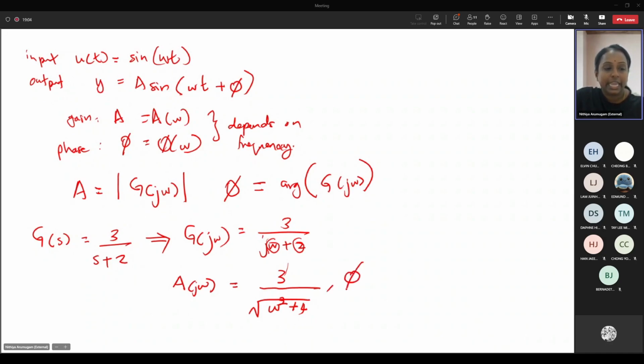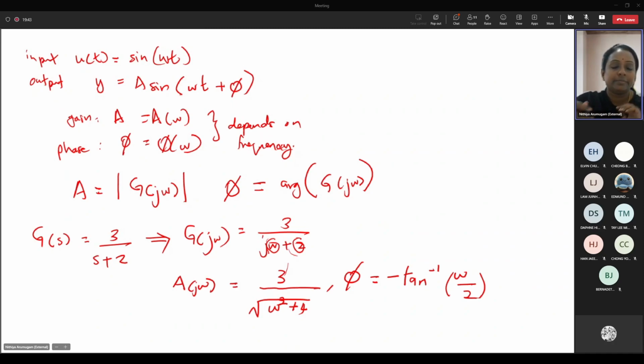Now to calculate the phase, I need to find the argument of the function in terms of jw. So how am I going to calculate that? The basic formula to calculate the angle from a frequency graph is negative tangent inverse of w over 2, the constant at the denominator. Okay, so this is the formula to calculate. This is just an example for you to try.